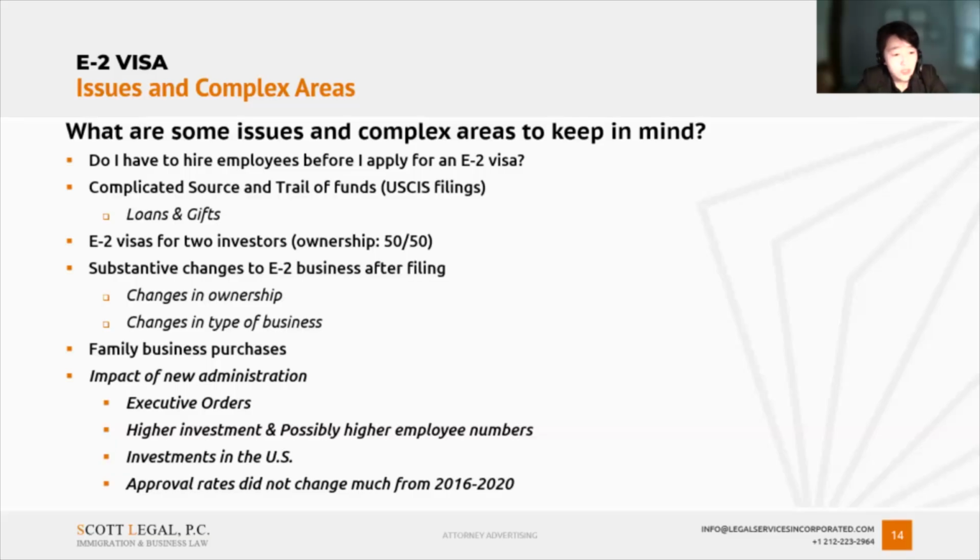Substantive changes to the E2 business after filing. So be very careful for changes in ownership, changes in types of business. One thing to note is that you need to maintain 50% or above ownership if you want to continue to maintain E2 status. Substantial changes to the type of business after you got your visa need to be approved by the consulate. For example, if you set up a consulting company, you can't just suddenly pivot to a restaurant business. That's definitely not contemplated by the original business plan.